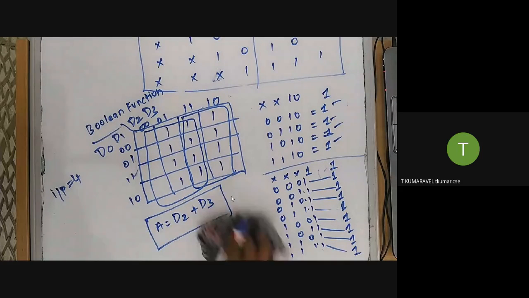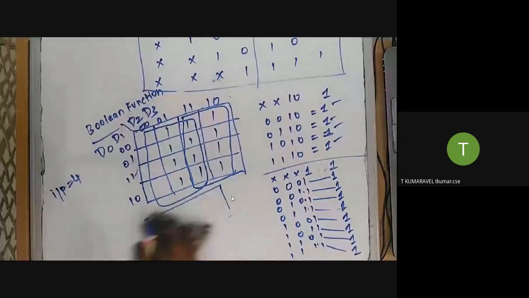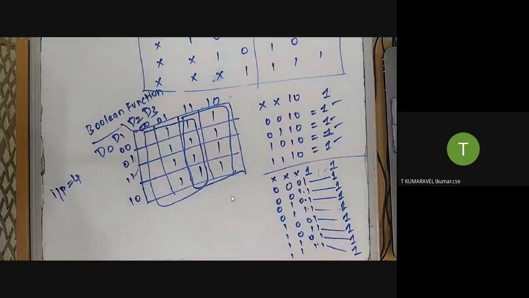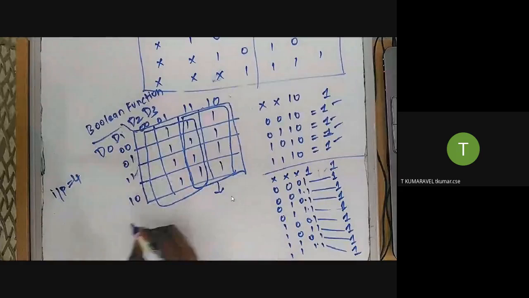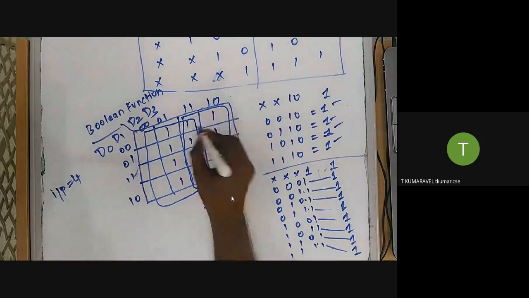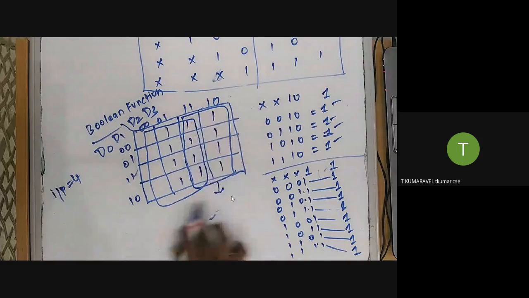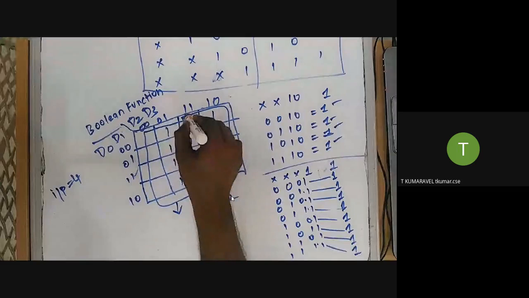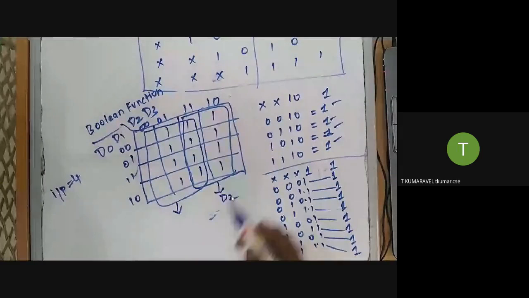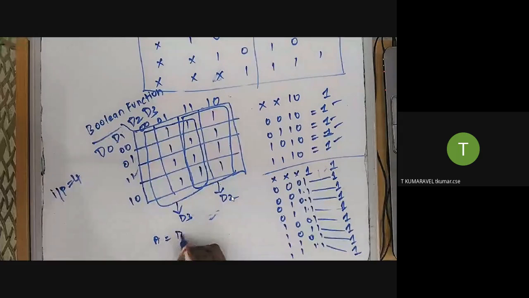I will solve it. How to generate the D2 and D3? First, I am going to consider this group. Here, all the variables are changing, so the value is 1. What about this one? The fixed value is D2. So here, it is going to generate D2. What about these cases? Here, the fixed value is D3. So the output is D2 plus D3.